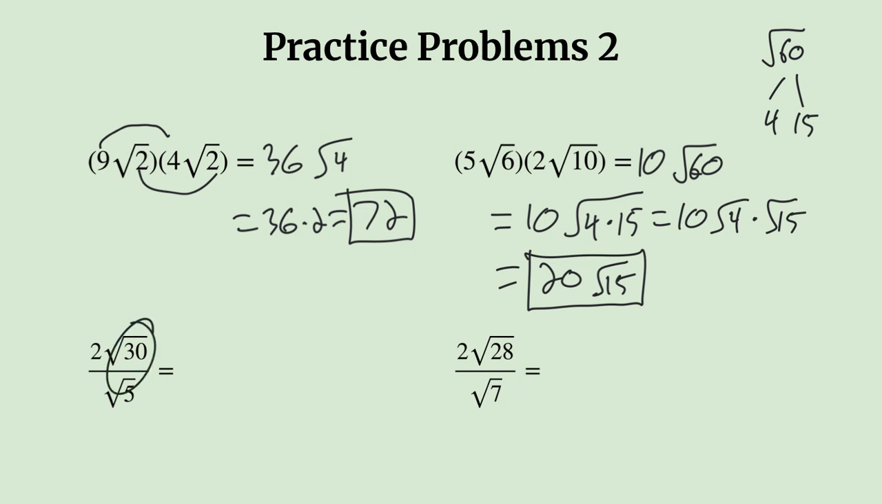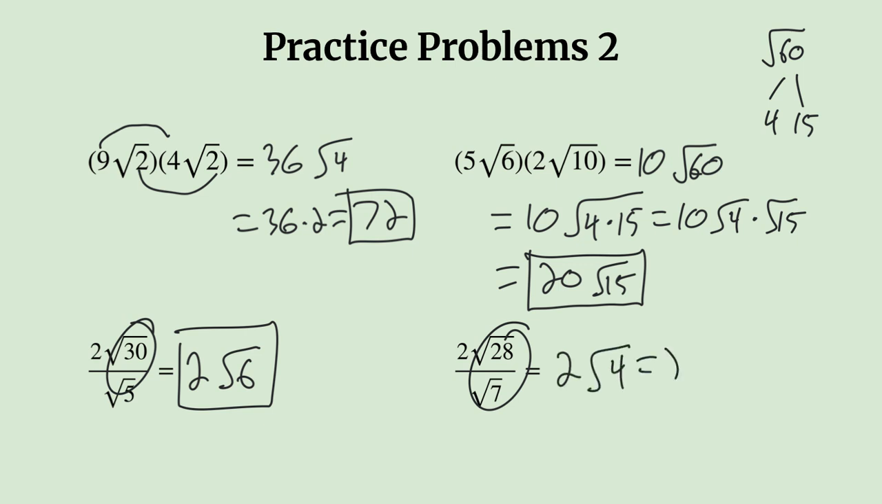Here you can just divide 30 by 5, so 2 square root 6. And then here, 2 square root 4, which would be 2 times 2, which equals 4.